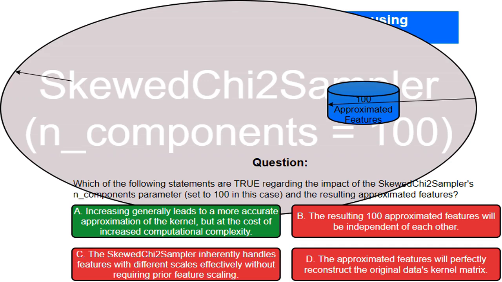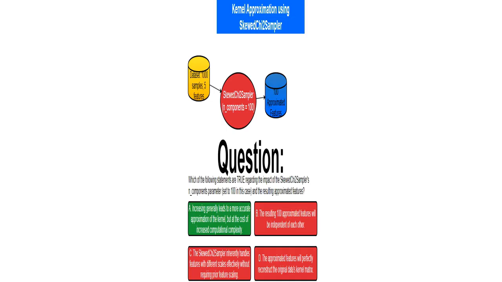I'm setting the NCOMPONENTS parameter of the SkewedChi2Sampler to 100. This means I want to create 100 new features from the existing 5. Think of it like creating more detailed descriptions from a simpler set. I'm asking you to evaluate the effects of my choice to use 100 new features.